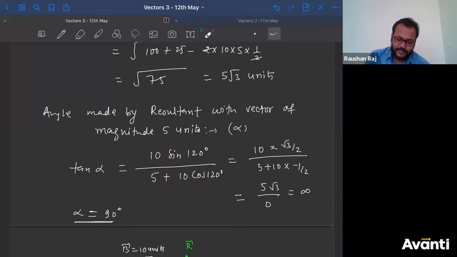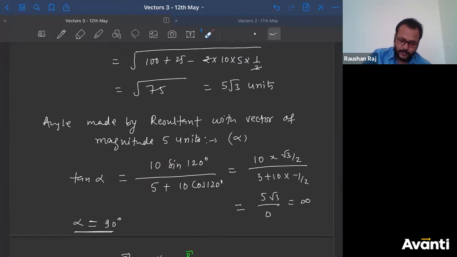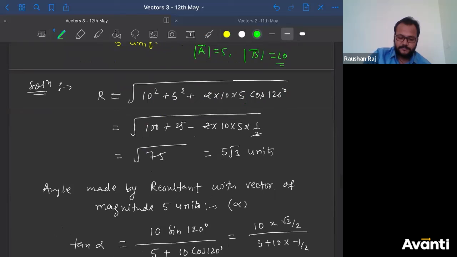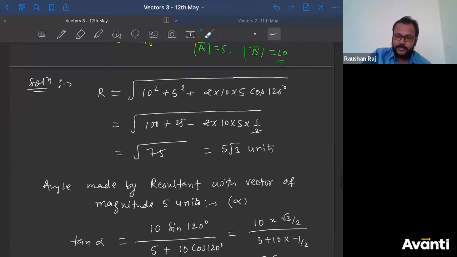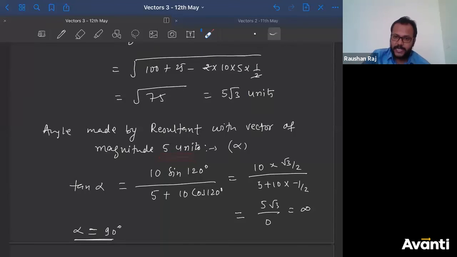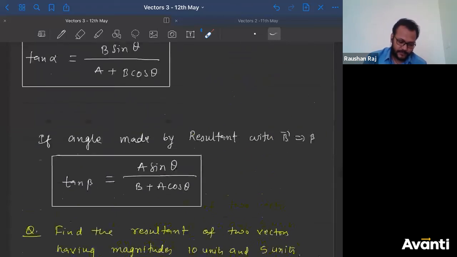Okay. Or to understand in a more formal way, you can consider A vector is having 5 unit, B vector is having 10 unit. Magnitude of A is 5 and magnitude of B is 10. Now just tell me, if the angle between A and B is 120, and A is 5, B is 10, so the angle with 5 is nothing but angle with A. So I'll write B sin theta divided by A plus B cos theta. तो क्या B का वैल्यू पुट करोगे आंसर आएगा, सारा वैल्यू पुट करो आंसर मिल जाएगा. ठीक है. I have just used the formula for this.